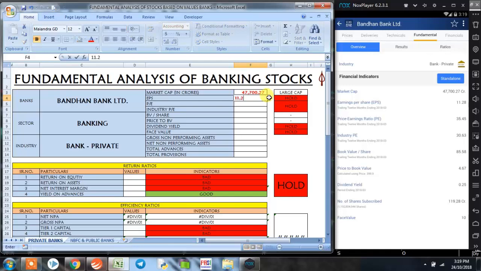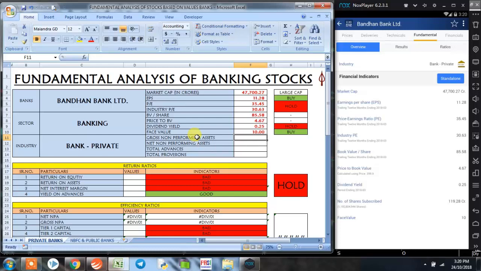Earning per share is 11.28. Price to earning ratio is 35.45. Industry PE is 30.63. Book value per share is 85.58. Price to book value is 4.67. Dividend yield is 0.25 and face value is 10.